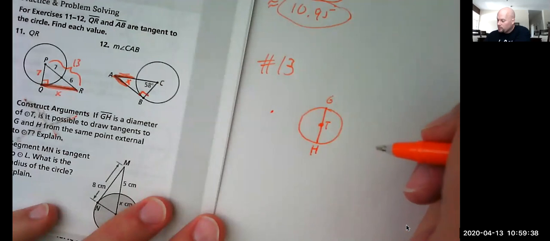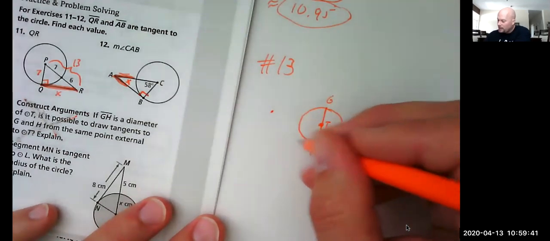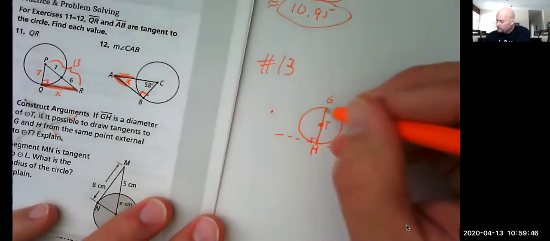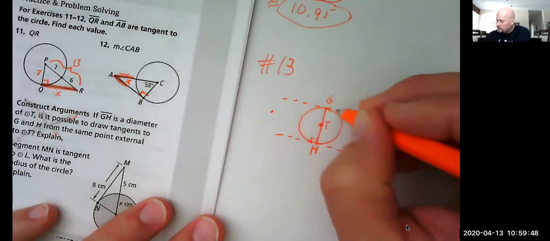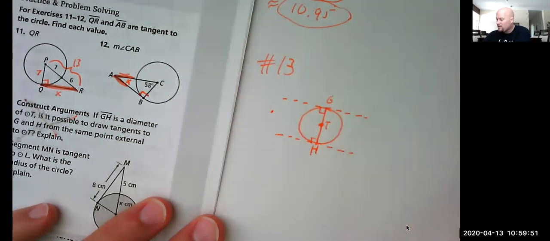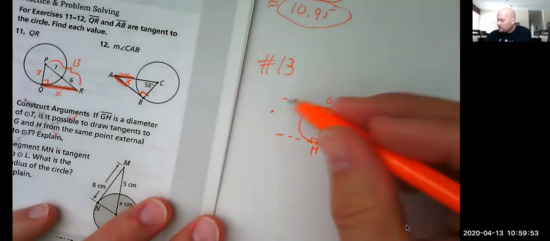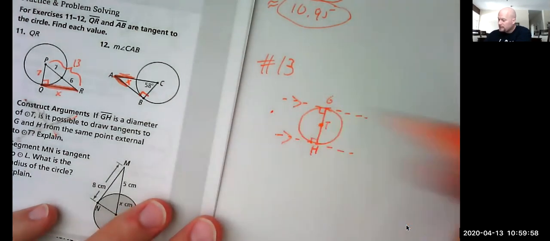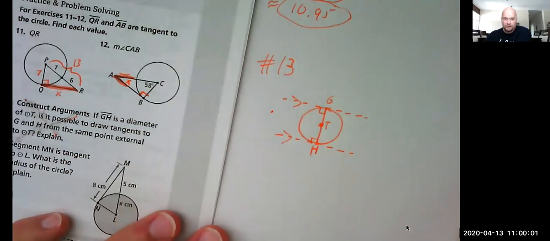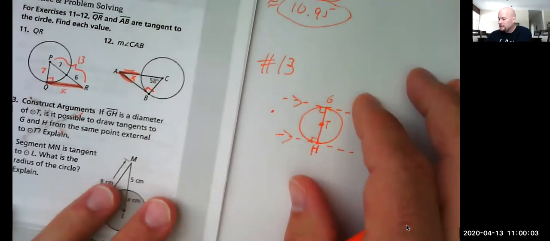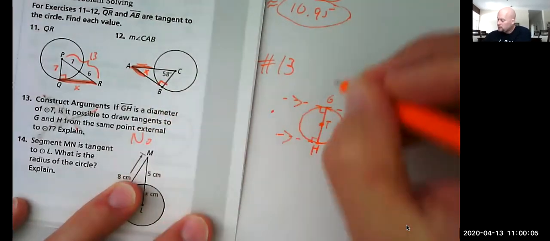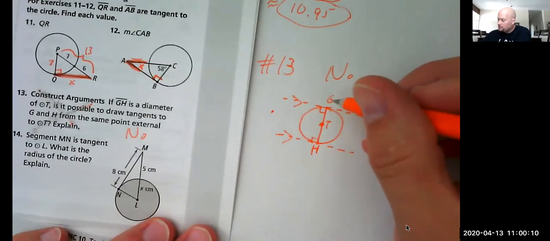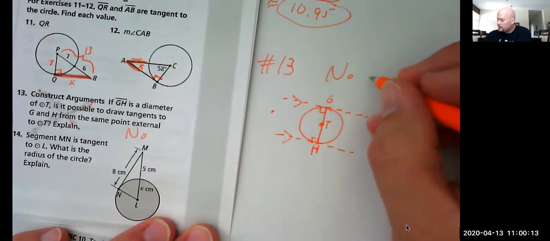Is that possible? Well, in order for a line to be tangent at point H, it's going to have to be a right angle. In order to have a tangent line at G, it's also going to have to be a right angle. So these 2 lines end up being parallel. Therefore, they will never intersect at a common point outside the circle. So the correct answer for number 13 is no. And again, it's because the tangent lines at points G and H would be parallel, so they would not intersect.